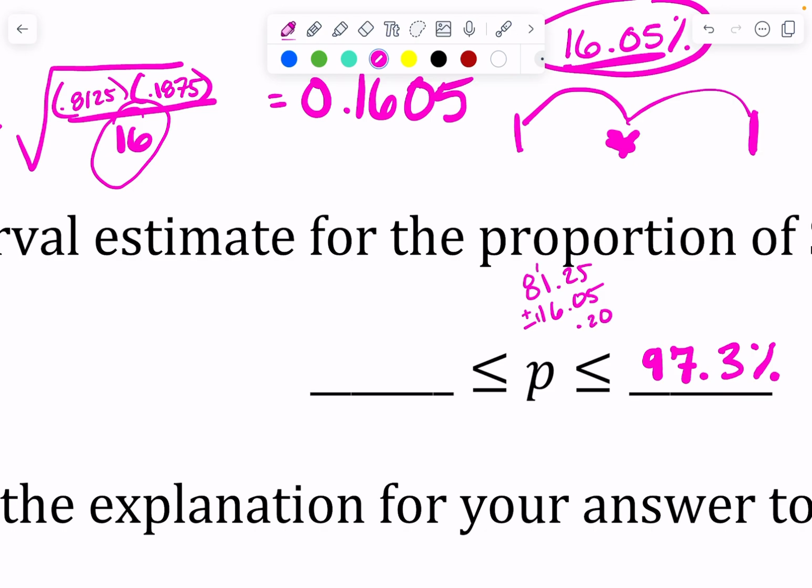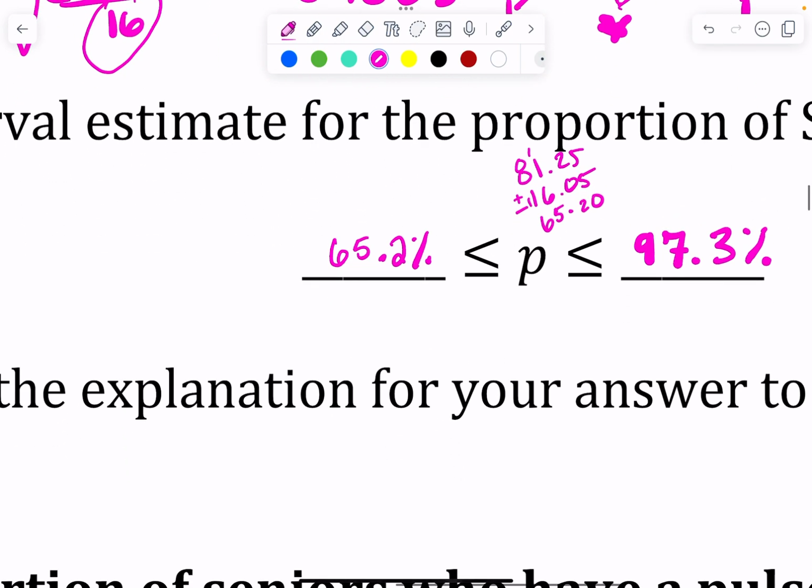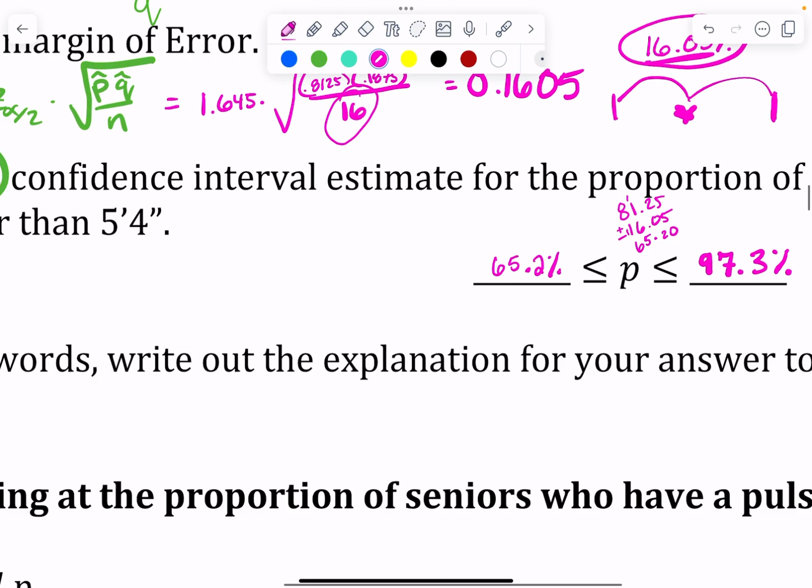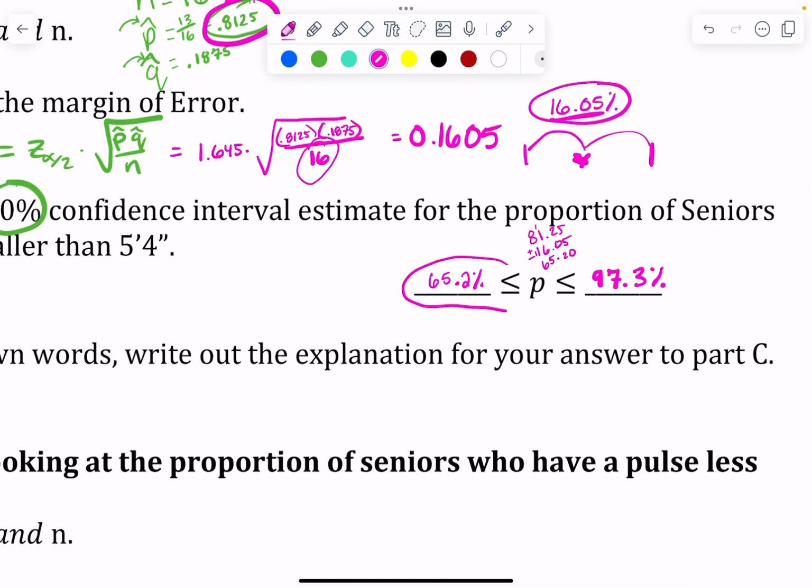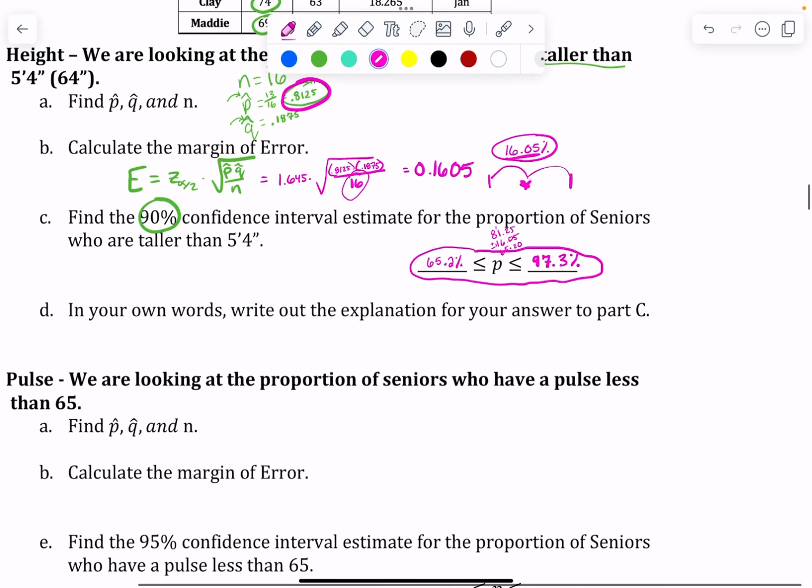That gives 65.2%. So 65.2 and 97.3%. That is my confidence interval estimate. Okay. All right. And we're going to do the interpretation down here at the bottom for part D.